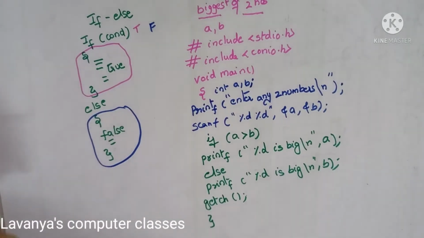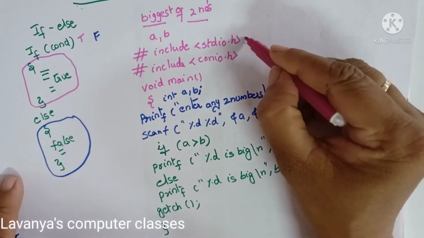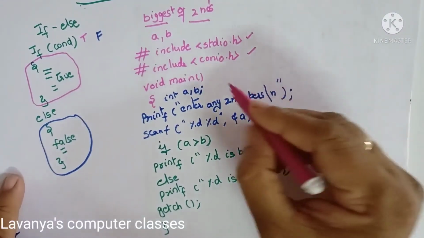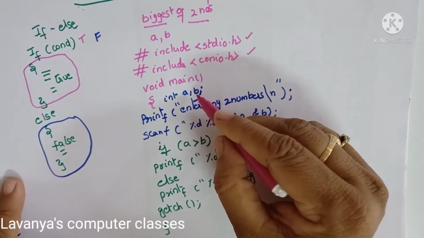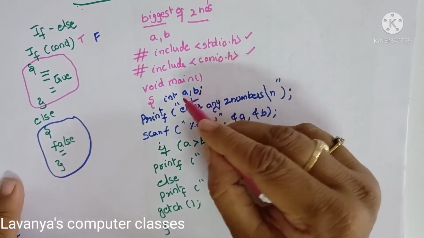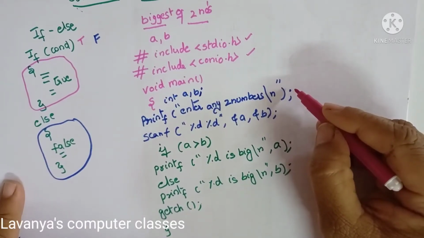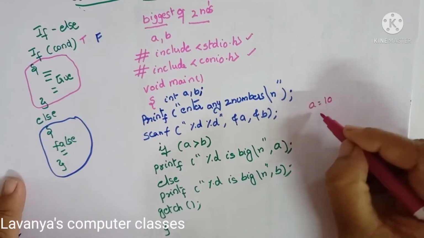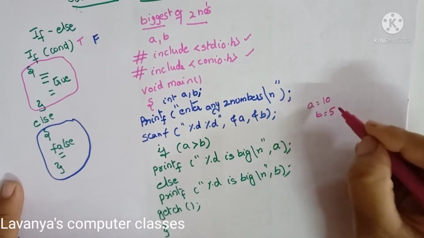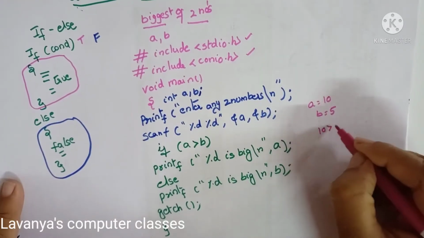Now I will explain with some values how this program works. So stdio.h, conio.h, main, then we have to read two numbers a comma b. Here a comma b are two variables with integer data type. "Enter any two numbers" is the heading only. You keep it in the printf, which means it is for user purpose only. Now I will take two numbers, a value is 10 and b value is 5.